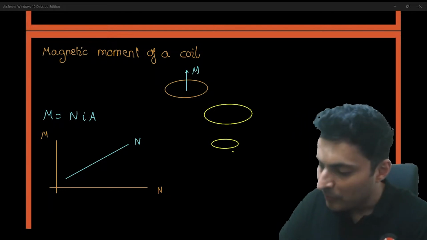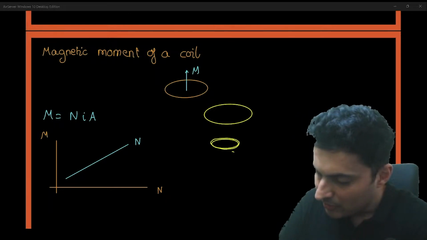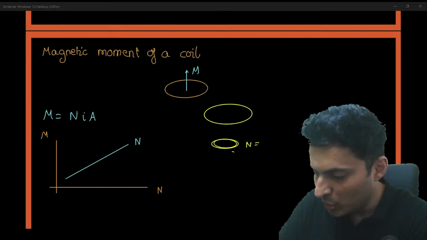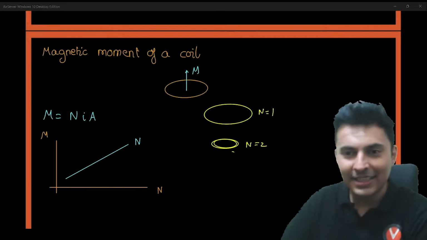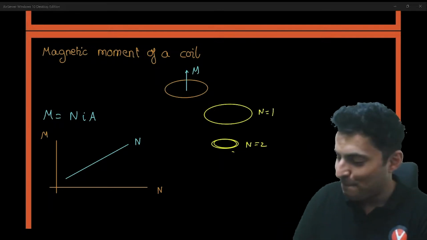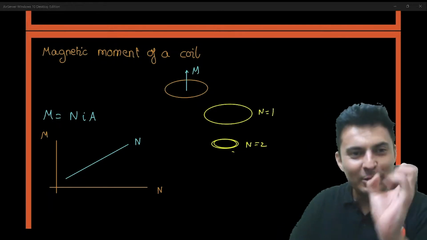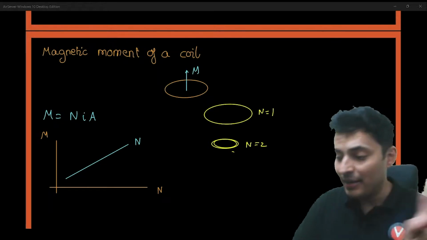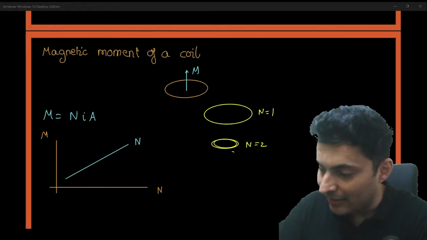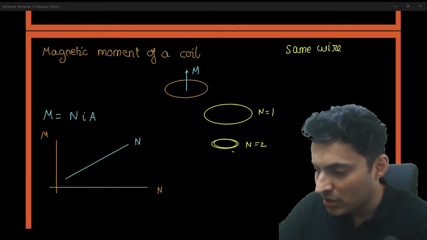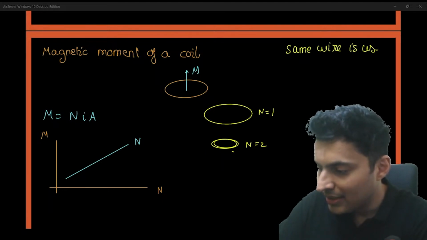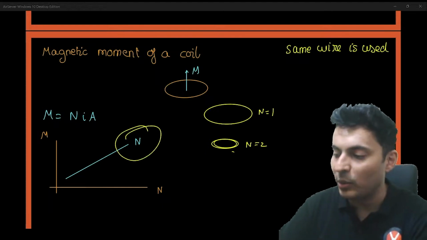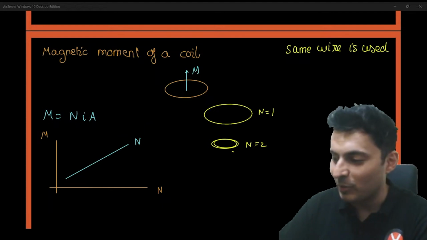Okay, but yeah, point is, it will become something like this. N is equal to 2, N is equal to 1. And if you make 3 turns, it will become even smaller. So if the same wire is used, then I don't think I should use proportional to N. I don't think I should use proportional to L.